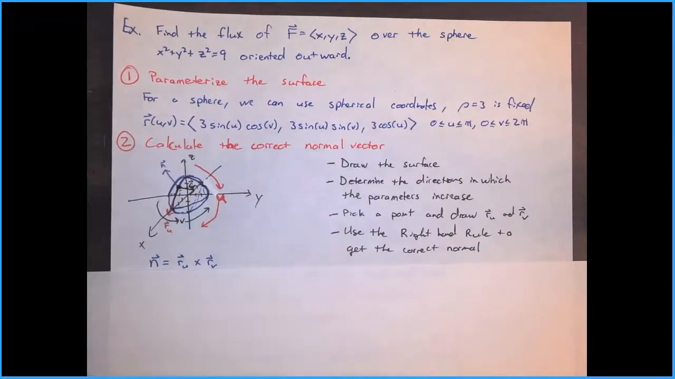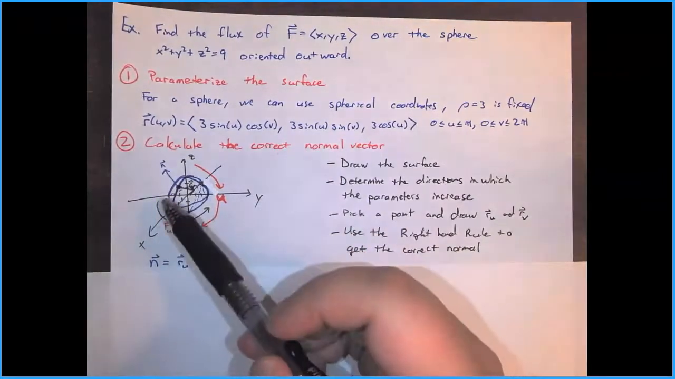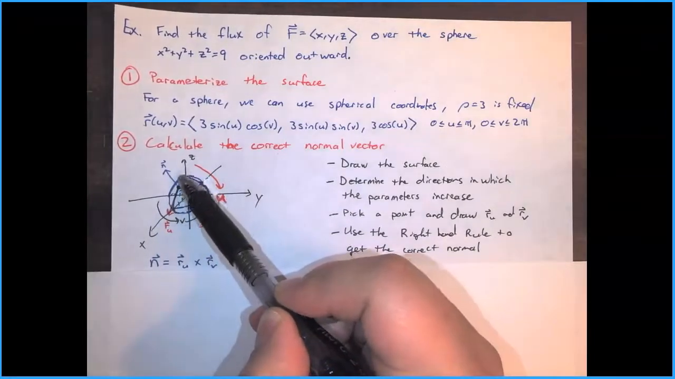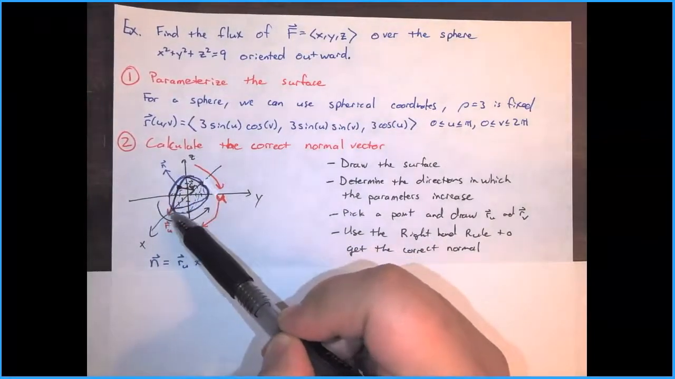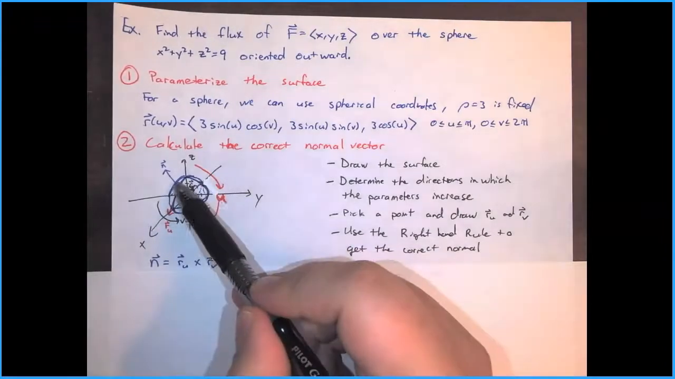Now I need to know the direction that my parameters are increasing, because this is the direction that the partial derivatives of r are going to go. When I take partial derivatives of r, it gives me a vector going in the direction that the parameter increases. So the next step is to pick a point and draw these partial derivatives. I picked this point here, and I drew the partial derivative of r with respect to u going this way, because u is going to increase along the sphere down this direction. So the partial derivative goes downward in this direction.